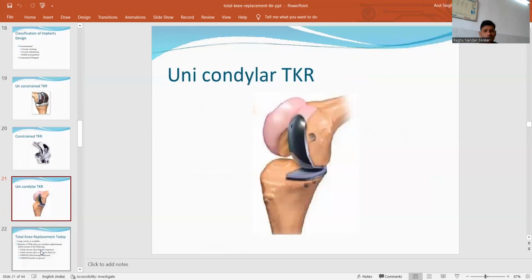This is unicondylar TKR, already previously discussed in medial osteoarthritis. So if the medial compartment is involved, then you can do unicondylar TKR. So the replacement is done only on the medial condyle.